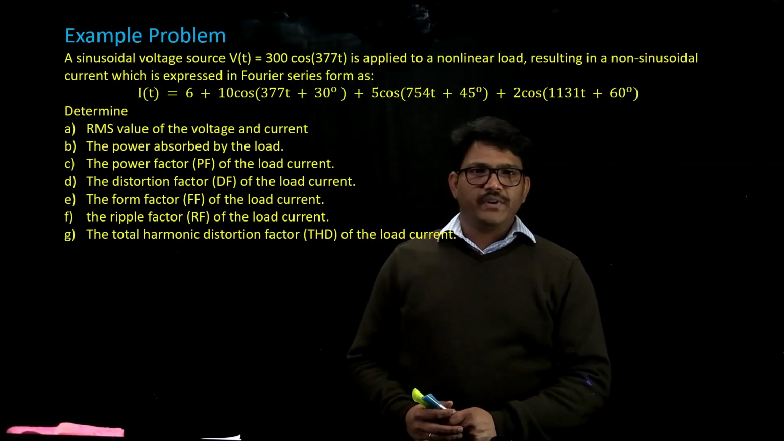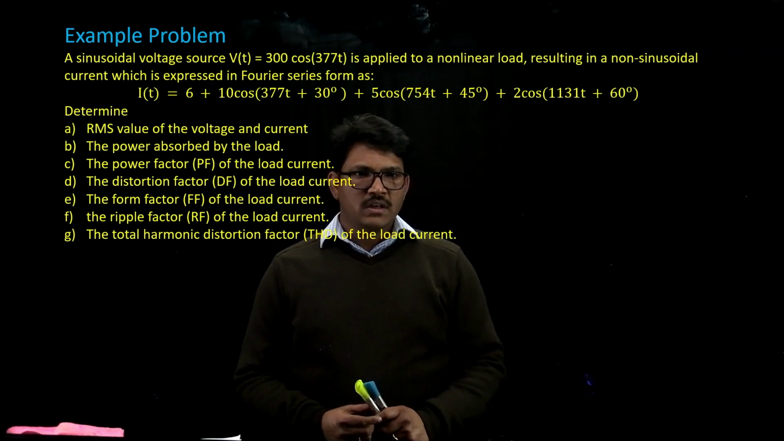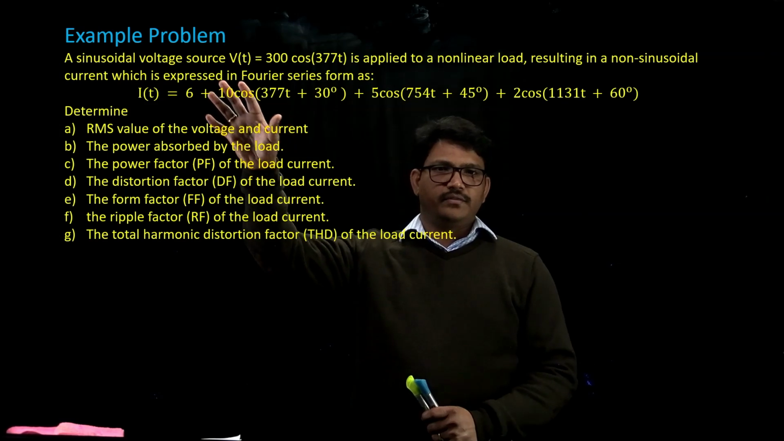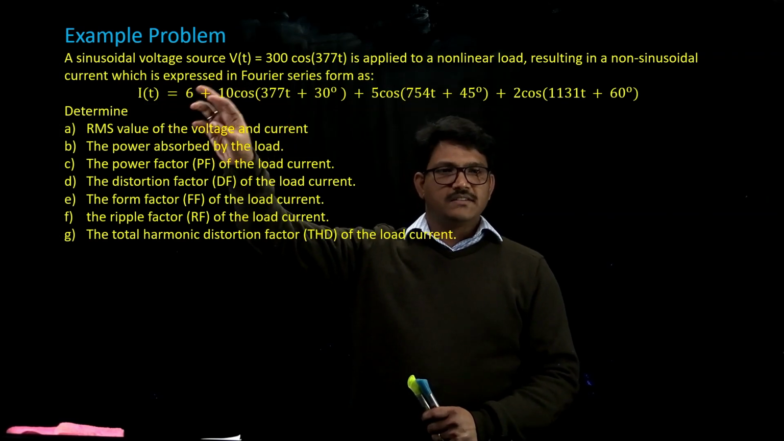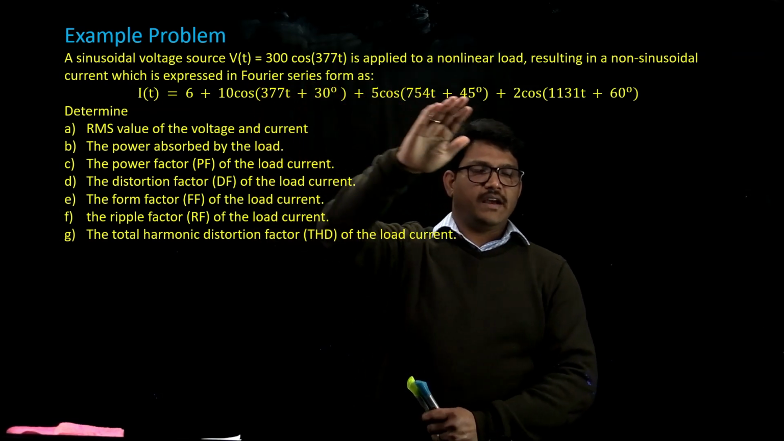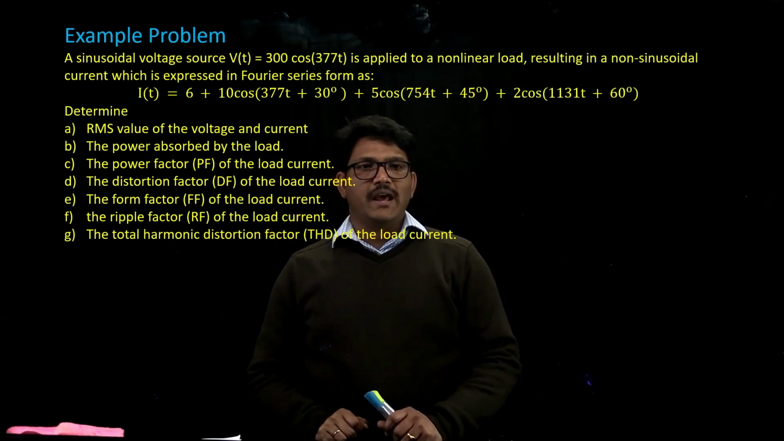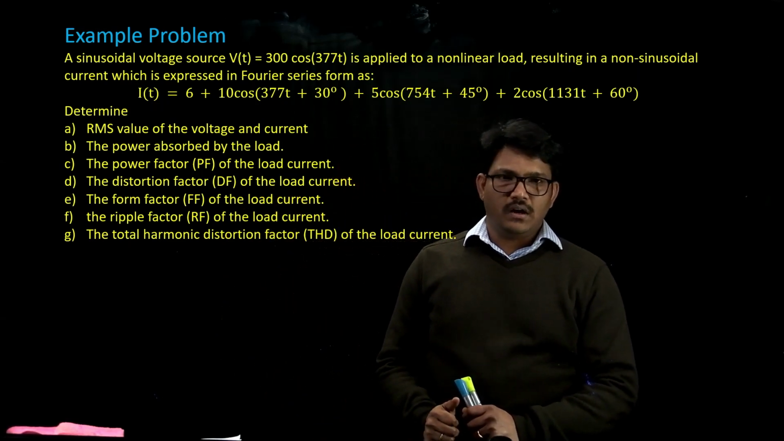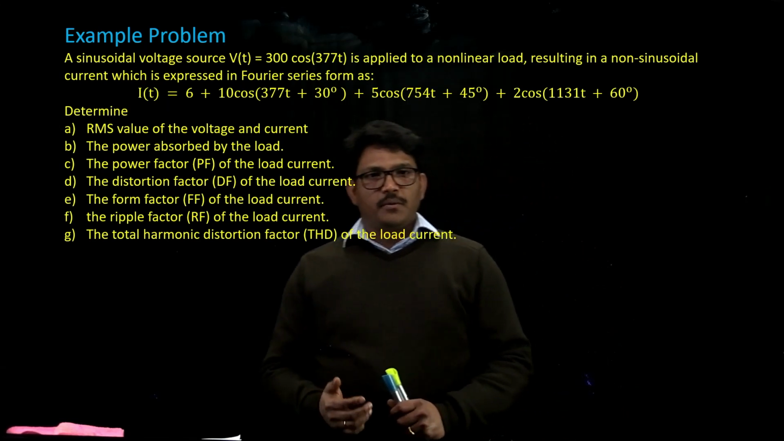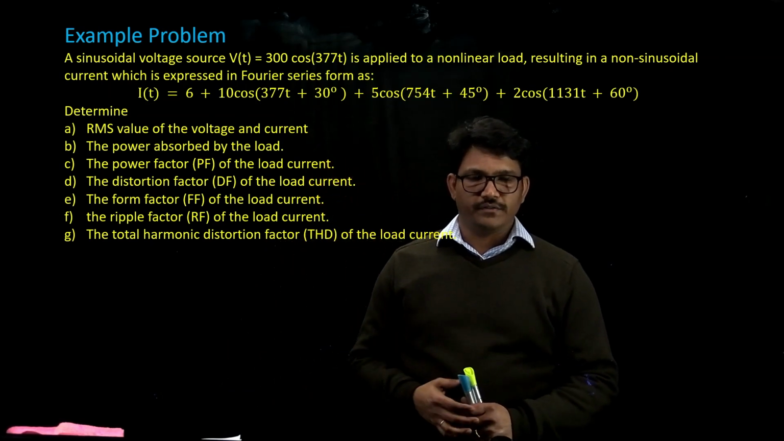In this problem, we consider a pure sinusoidal voltage source supplying a load, where the load current I of t has not just the DC or fundamental components, but also higher order harmonic currents. In this particular case, we would like to calculate the RMS value of the source voltage and source current, the power absorbed by the load, power factor, distortion factor, and various factors that quantify the power quality.